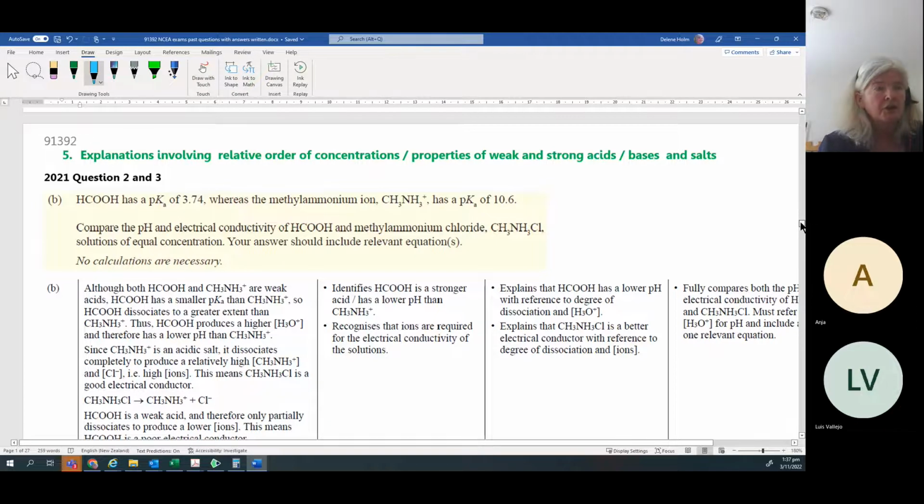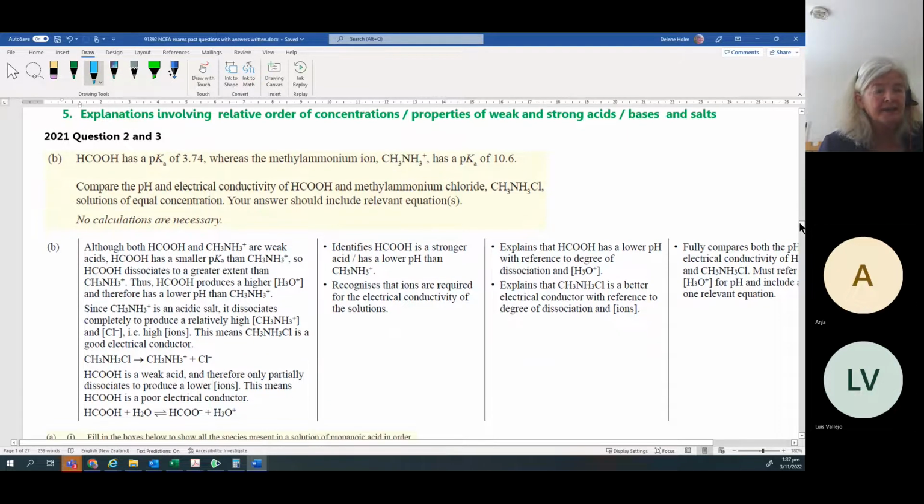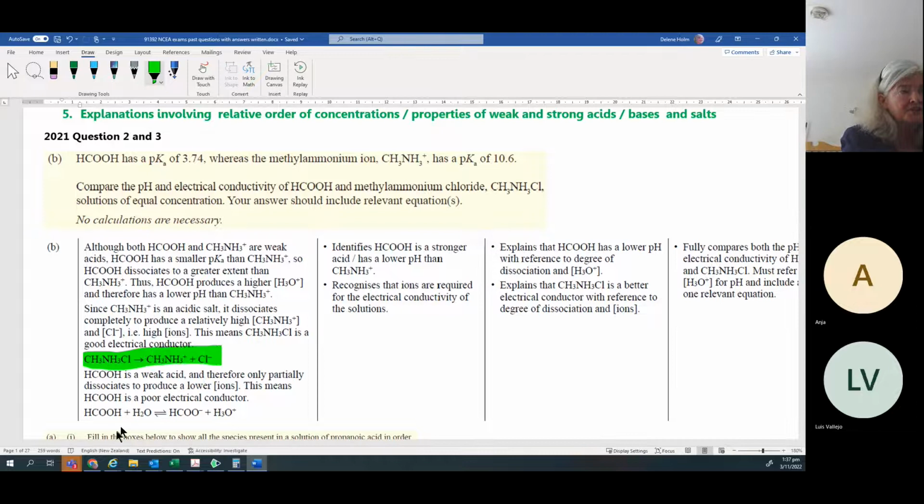Right. So over here, again, can you see the importance of equations? I cannot stress enough, if you're going to be doing any explanation, I want to see an equation. If you're not going to put an equation there whenever it says compare or explain, then you're not going to get excellence and you may not even get merit. So put in your equations.